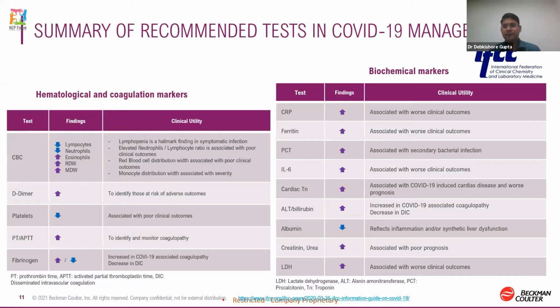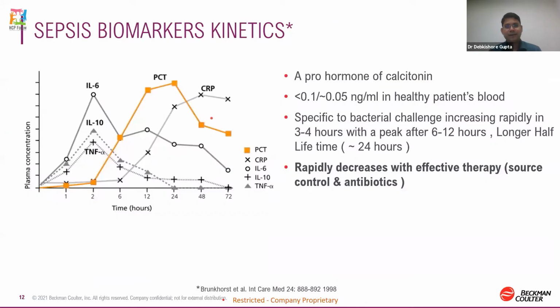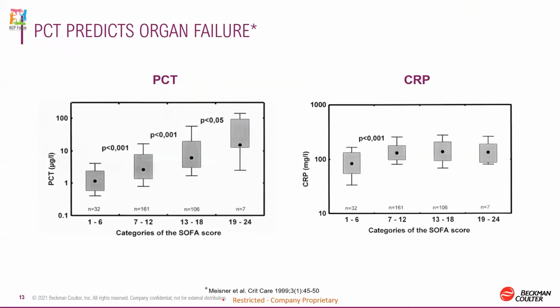This is a summary from IFCC of the recommended tests in COVID-19 management. I think this is well addressed, but still to showcase, we have all these biochemical markers: CRP, ferritin, procalcitonin, IL-6, cardiac troponin, and others. And this is an interesting one, although well known, the sepsis biomarker kinetics. What we know about procalcitonin is that it rapidly decreases with effective therapy. Once you institute source control and administer the right antibiotic, it becomes a very good prognostic marker. And there are enough studies to show that procalcitonin perhaps predicts organ failure better than CRP.